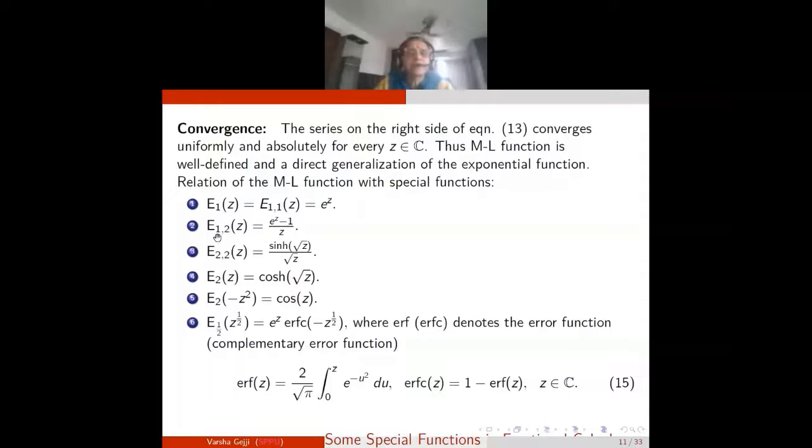For the relation of the Mittag-Leffler function with special functions, I have listed a few functions here. So E1 is nothing but E1 comma 1, which is nothing but e to the power z. E1 comma 2 is e to the power z minus 1 by z. E2 comma 2. So you can check this list. E2 of z is cos square root z. E2 of minus z square. Then E half of z to the power half is this error function, which is another special function.